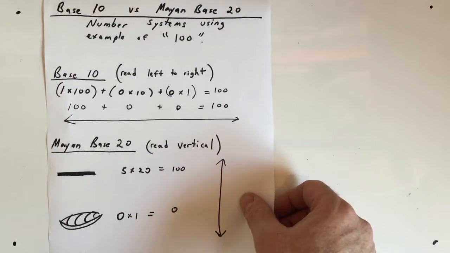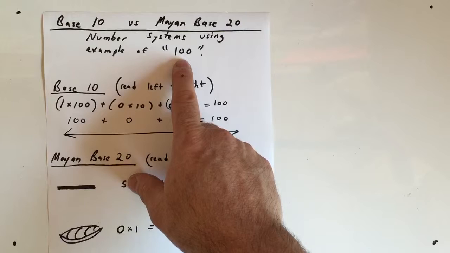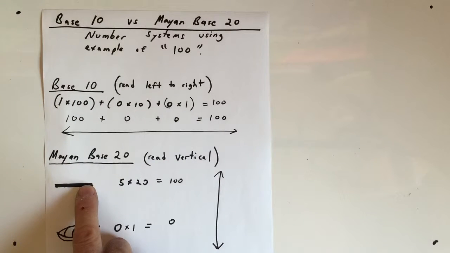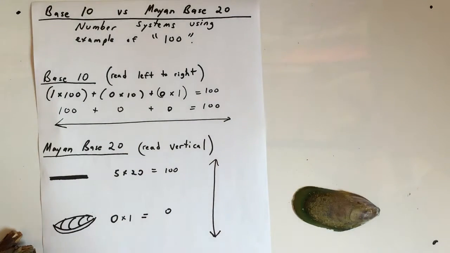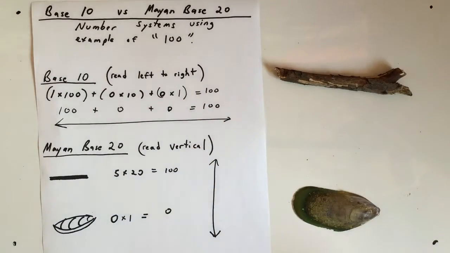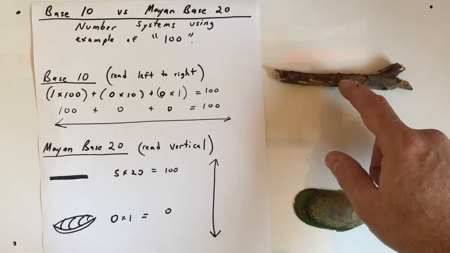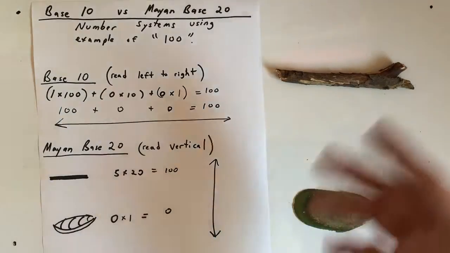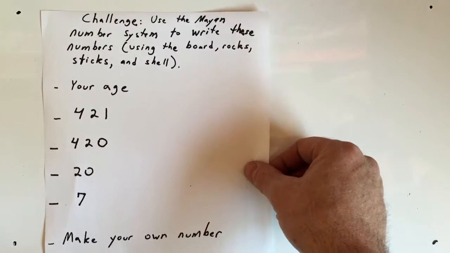There will be a handout explaining base 10 versus base 20. In this example, I used the example of 100. This is how the Mayans would write 100. They would have 1 shell for the 0 times the ones, and 1 bar up top, and that would indicate 5 times 20, which is 100, plus 0 times 1. And that's how the Mayans would write 100. And the third handout would be the challenge that I would hand out.